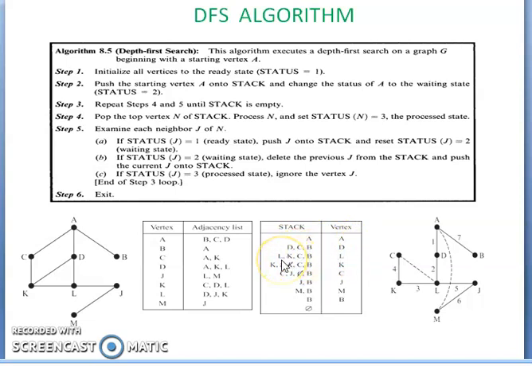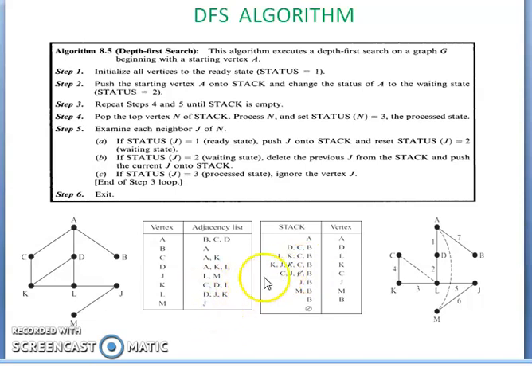Now you pop the L, process the L, and find out the neighbors of L. What are the neighbors of L? One is D. D is already processed, ignore it. So the remaining neighbors are K and J. K is already visited, its state is 2. So delete the previous K from the stack and push the J onto the stack.